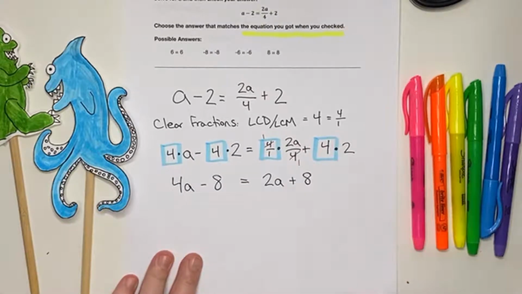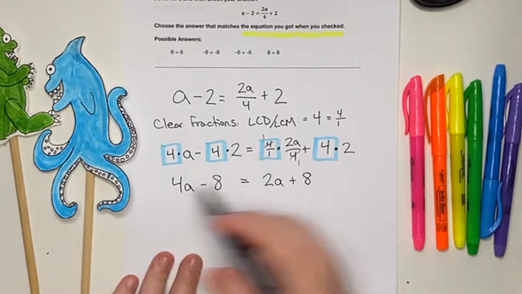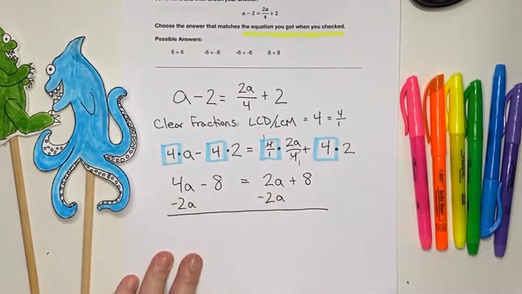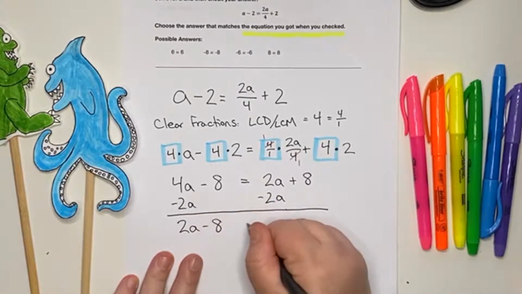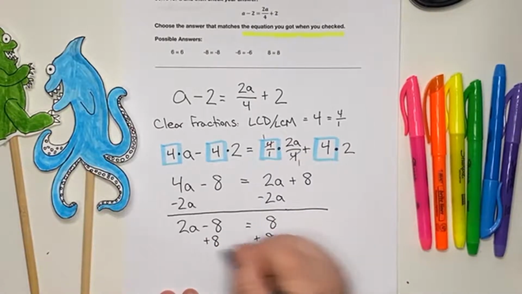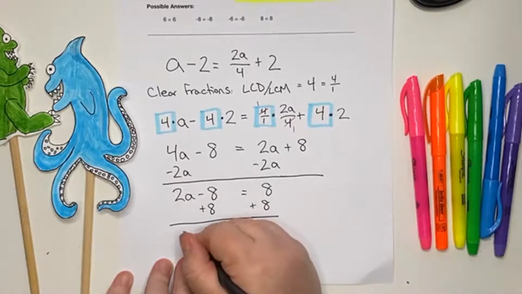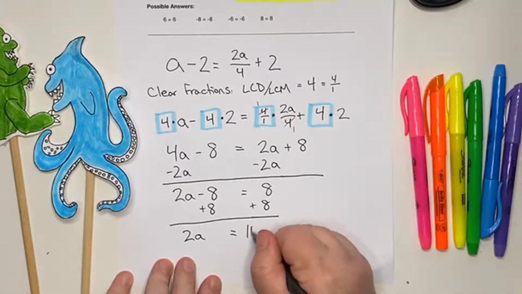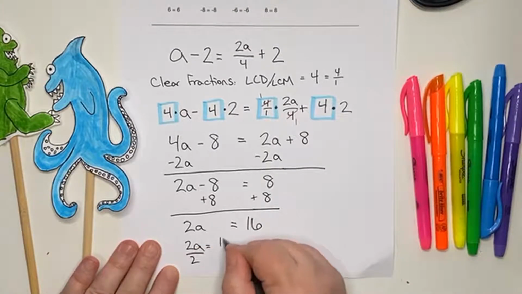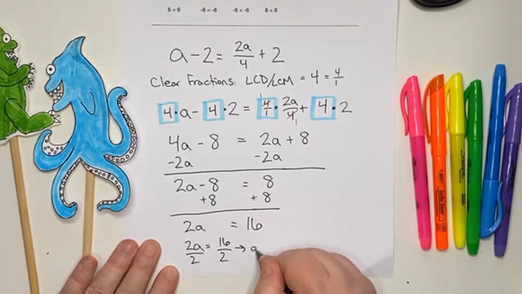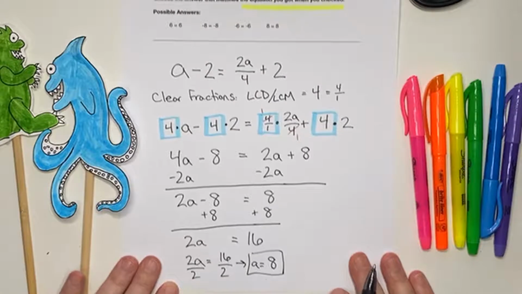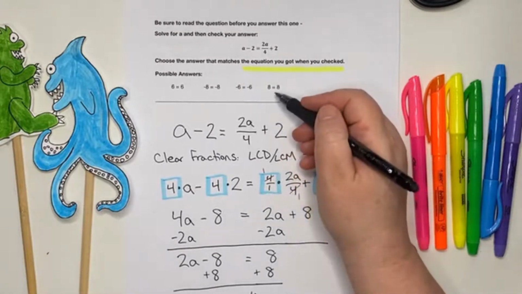I'm going to go ahead and say, okay, 4a and 2a. I'm going to move my a's over there. So I'm going to subtract 2a from both sides. Okay, so I get 2a minus 8 equals 8. Add 8 to both sides. I get 2a equals 16. And if you want, you divide both sides by 2. A equals 8. Now remember that that is not the answer we're looking for.